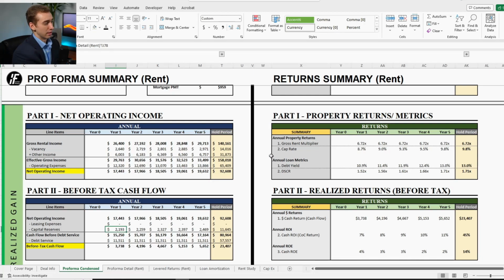So just know that the lender's DSCR might be a little bit lower than the DSCR that you're calculating from your Proforma, because oftentimes as an investor, your Proforma will not have CapEx above the line. Hopefully that makes sense.